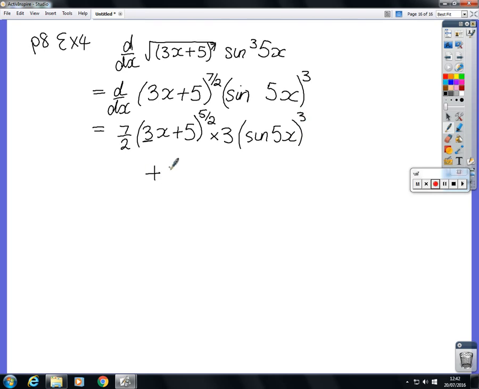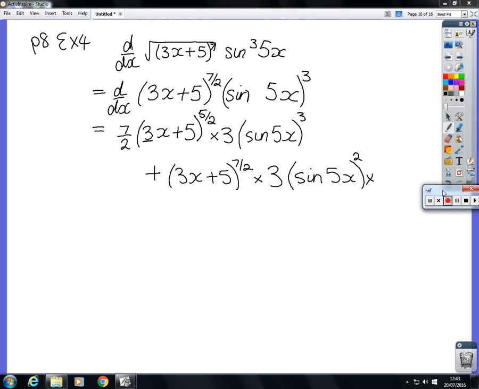Add on the first function left alone, 3x plus 5 power of 7 over 2, multiplied by the derivative of sine 5x all cubed. Use the chain rule, take the power down 3, copy the bracket, sine 5x to the power of 2. Now multiply by the derivative of what's inside the bracket. The derivative of sine 5x is 5 cos 5x.